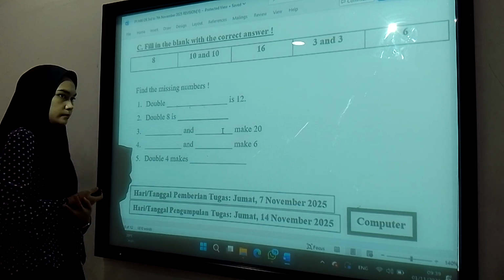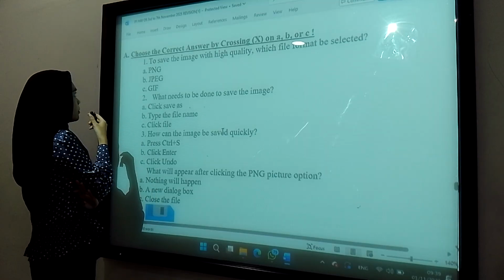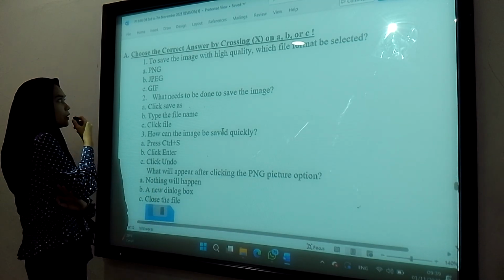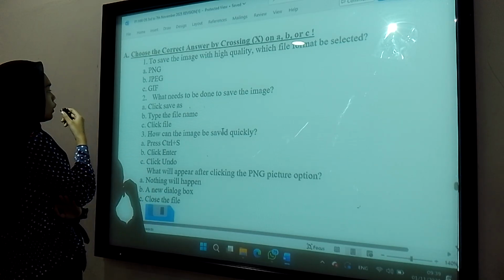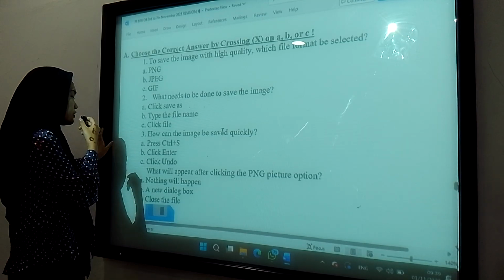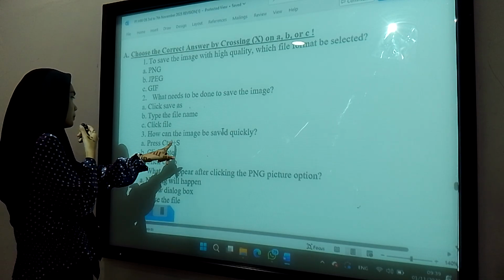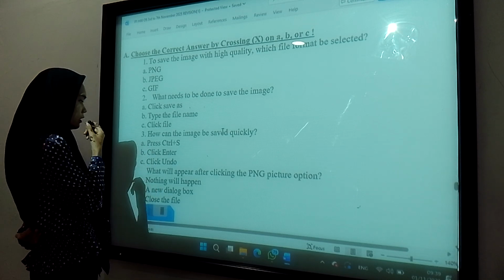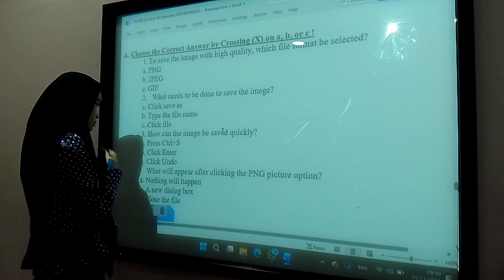Okay, now we go to computer. We start from the first question. Computer number one, to save the image with high quality, which file format should be selected? The answer is PNG. Number two, what needs to be done to save the image? The answer is A, click save as. Number three, how can the image be saved quickly? The answer is A, press Ctrl plus S. And then number four, what will appear after clicking the PNG picture option? The answer is B, a new dialog box.